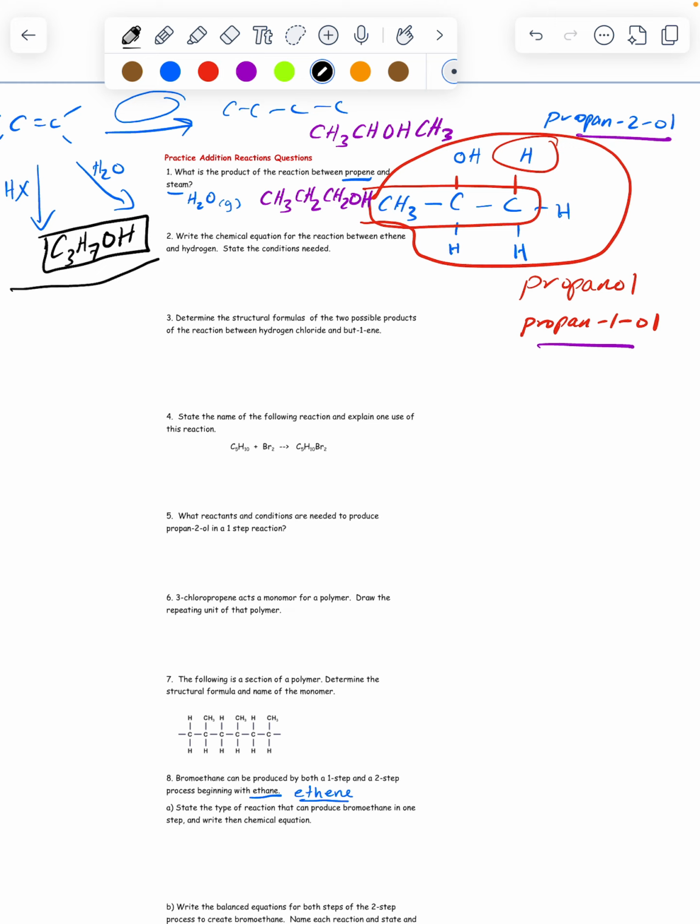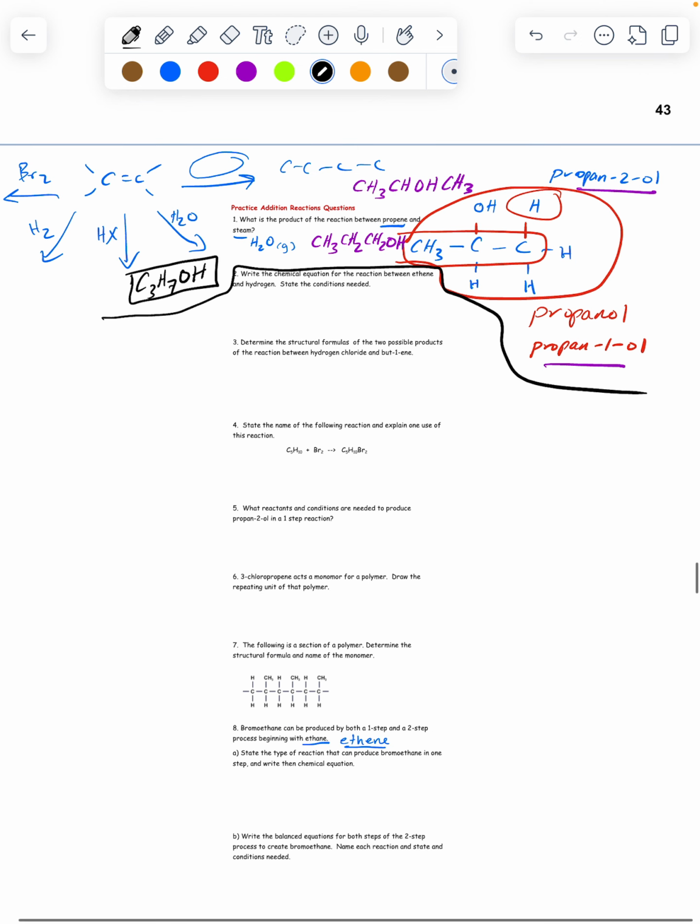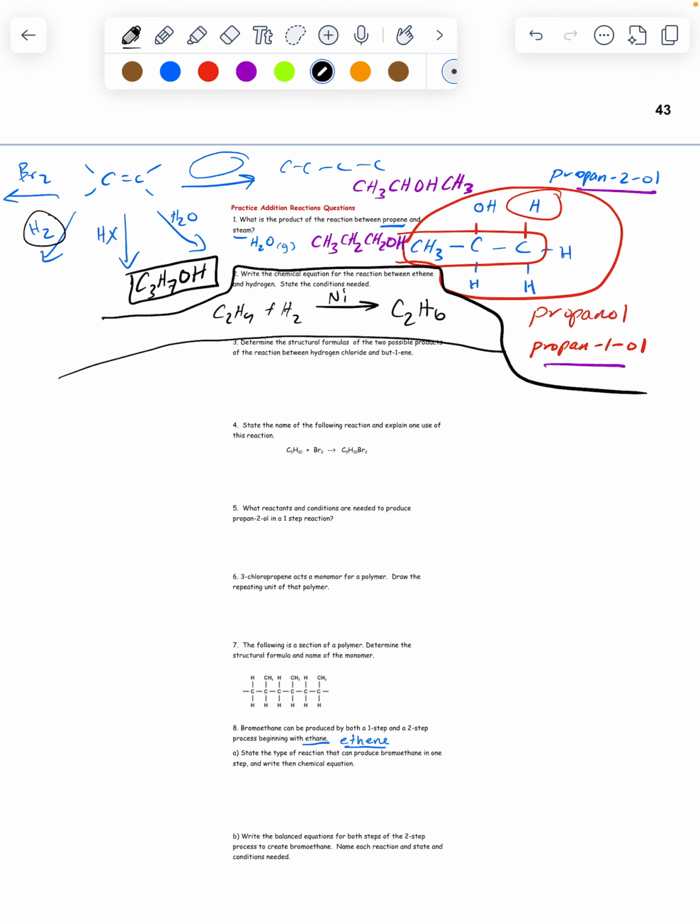Okay, anyways, moving on. Question 2. Write the chemical equation for the reaction between ethene, C2H4, and hydrogen, H2, and the conditions needed. Well, this is the hydrogenation reaction, and so we're just going to add the hydrogen and make C2H6, this making ethane, and the condition needed is nickel metal as a catalyst.